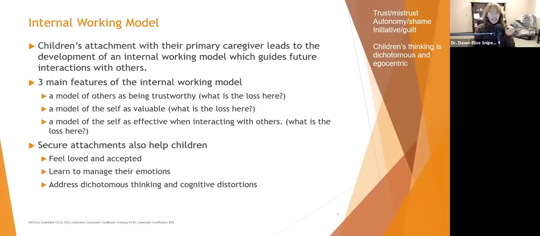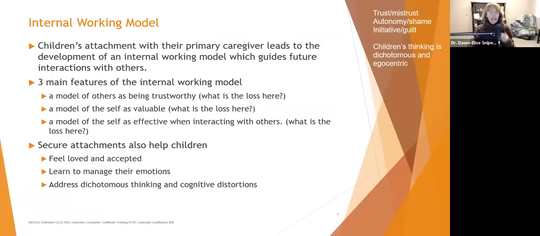And the internal working model helps people develop a model of the self as effective when interacting with others. It helps people learn that they can affect change, they can have an impact, they can do things, they can be successful. And if they don't have that, then their sense of self-efficacy and motivation kind of goes out the window.